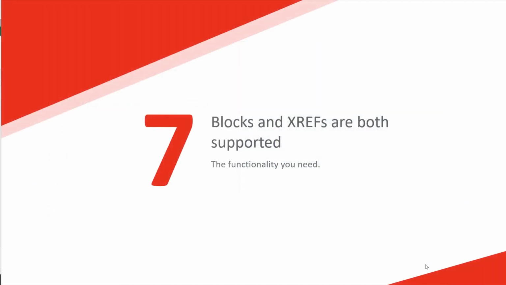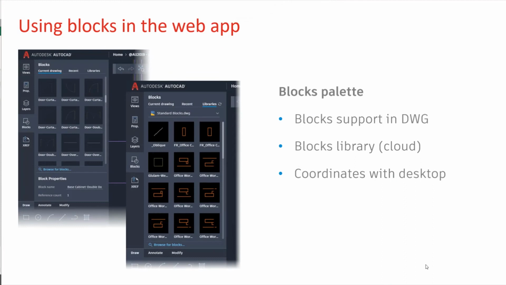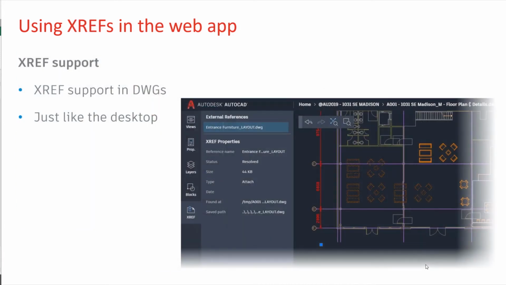Number 7, blocks and X references. We all need these. The block palette as you see in AutoCAD on the desktop is also available in the web app. External reference support just like as you do on the desktop.